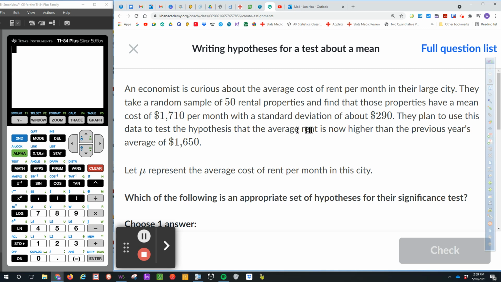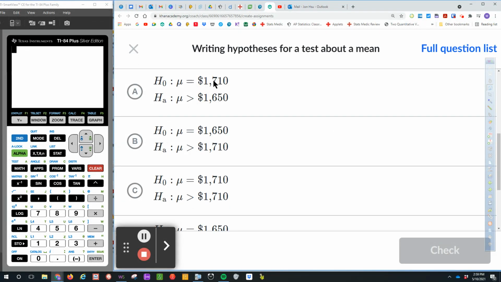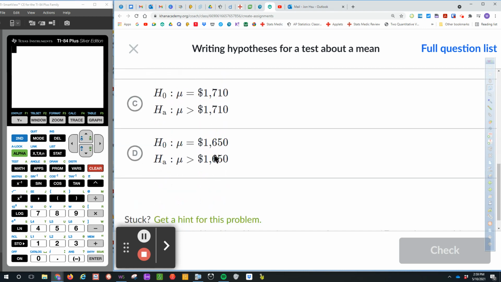And we are suspecting that now it's higher, so the alternative hypothesis is that it's higher. So we are not using this one. If we used that, it would look like the alternative hypothesis is that it's different. So we have to use the right population mean. The right population mean is that.